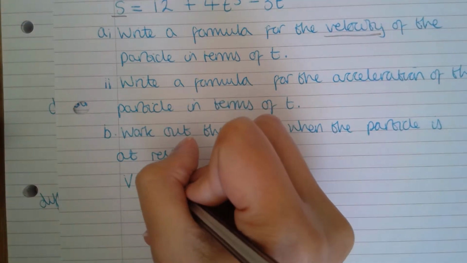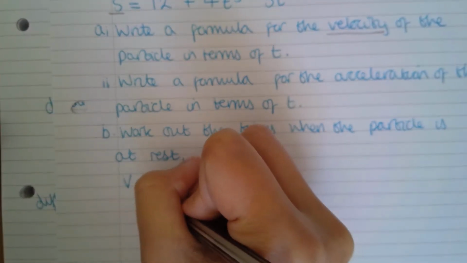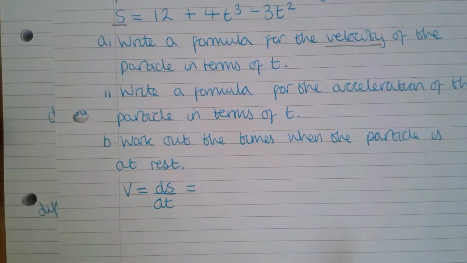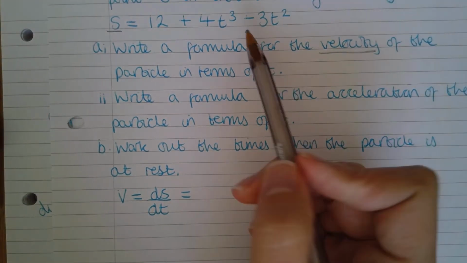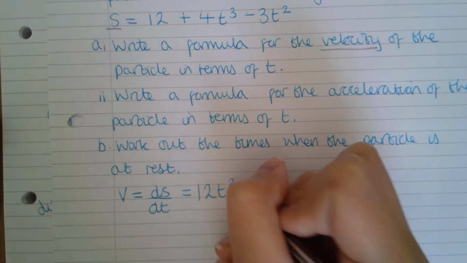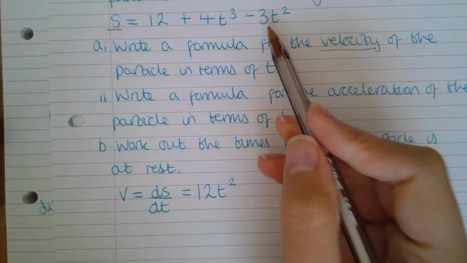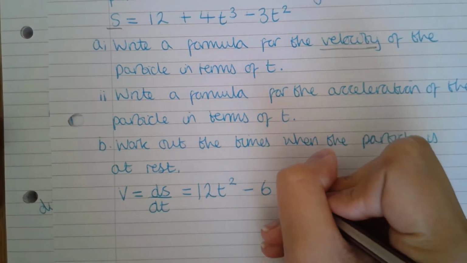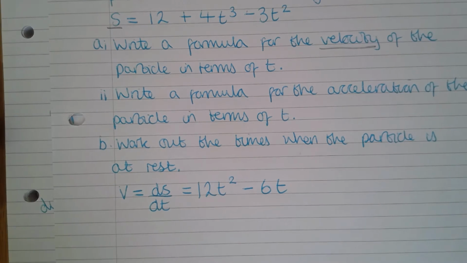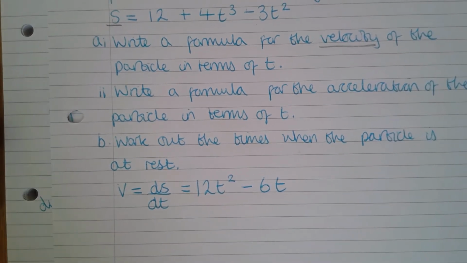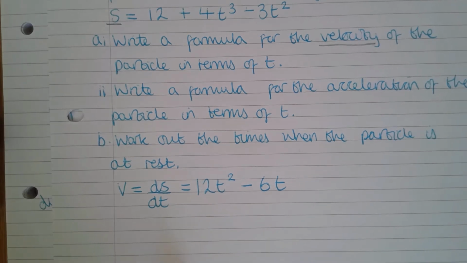So we've got ds with respect to t. When you differentiate 12, you get nothing. When you differentiate 4t cubed, we get 12t squared. When we differentiate negative 3t squared, we get negative 6t. That's it, we've been asked for the velocity and we've given the velocity.